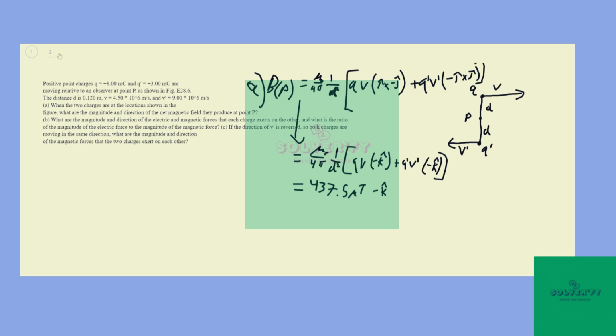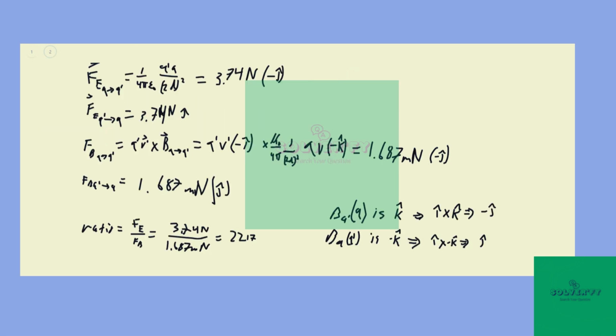So that means that for these two charges, the magnetic field is going to cause them to be forced towards each other. However, we saw that the ratio of the Coulomb force to the Lorentz force is going to result in them actually being repelled, and this is 2200 times stronger.